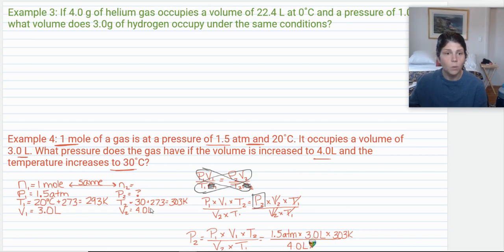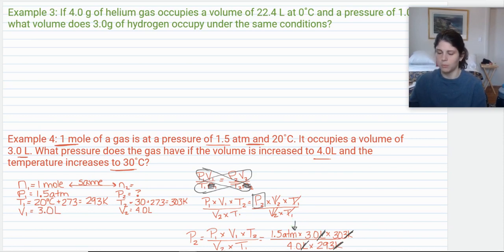And my T1 was 293 Kelvin. Before I actually do any calculating, let's cancel out my units. I have liters on the bottom right here, which cancel out with liters on the top. I've got Kelvin on the bottom. That cancels out with Kelvin on the top. And that's going to leave me my units. The only units left over are atmospheres.